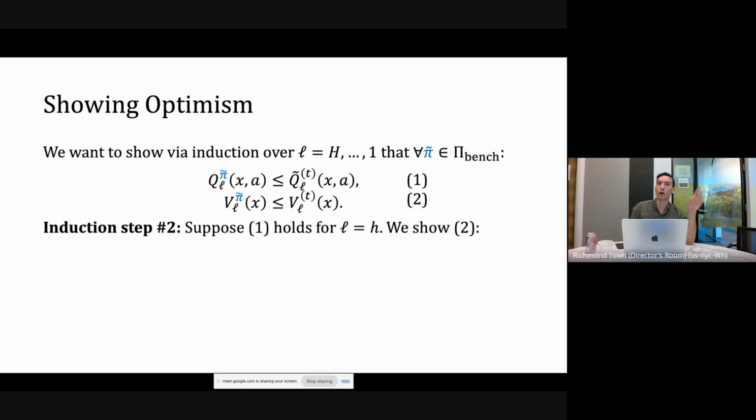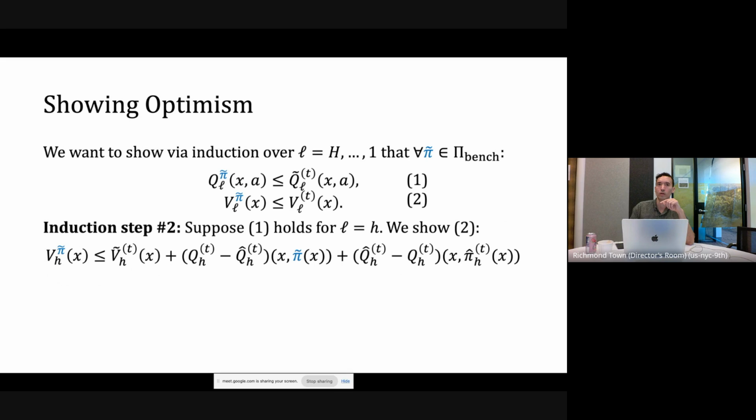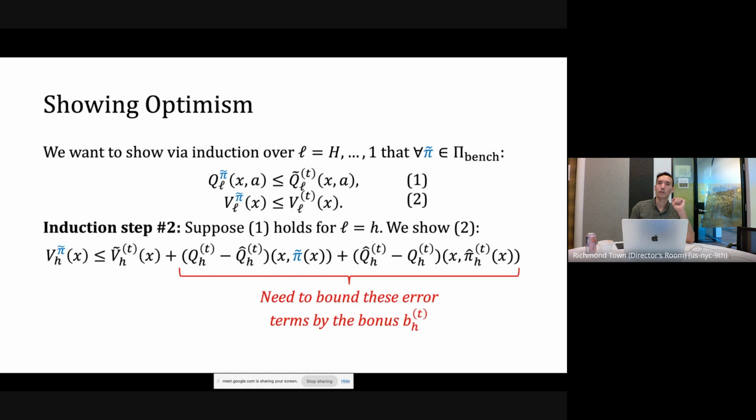Suppose we have 1 for L equal H and we want to show 2. There is a standard decomposition. I'm not going to go into the details, but you can show that V of pi tilde is less than V tilde of t. V tilde of t is just Vt, exactly what we want, minus the bonus at the current time step. And these two terms here are regression errors, and we need to bound them by the bonus if we are to show number 2. Okay?